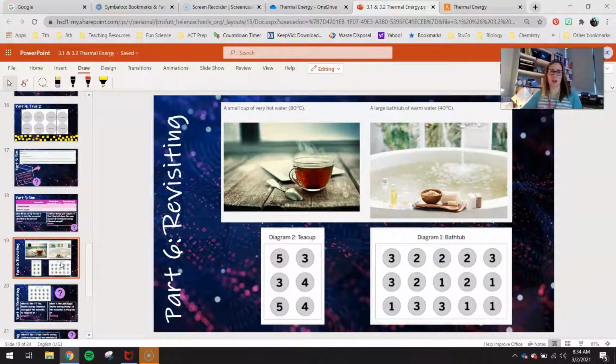Finally, let's revisit our warm-up. So you, again, had this very small cup of tea that was about 80 degrees Celsius and a large bathtub that was about 40 degrees Celsius. Right below, you guys will see these little images that represent the molecules in this teacup. Obviously, there's more than 6. And the molecules in this bathtub, obviously, there's more than 15, okay? But these are gonna be your representations for this.